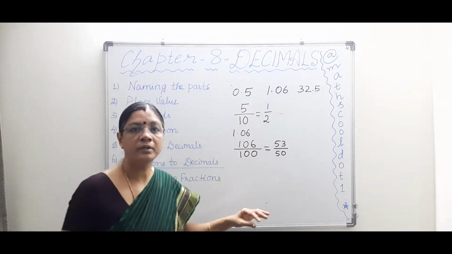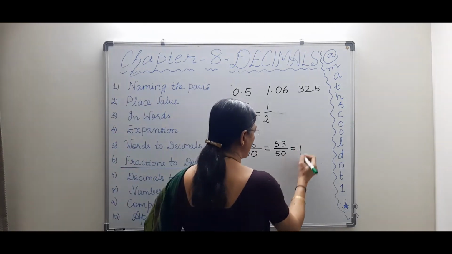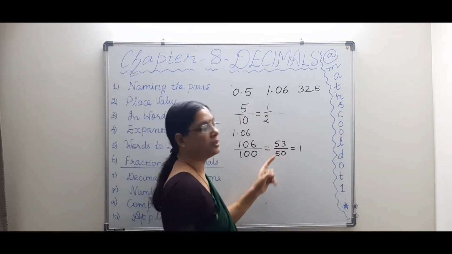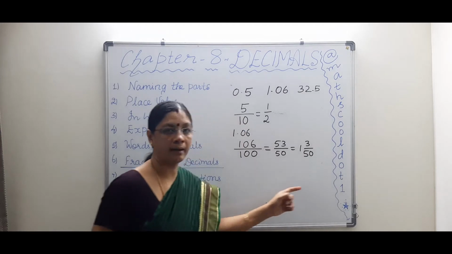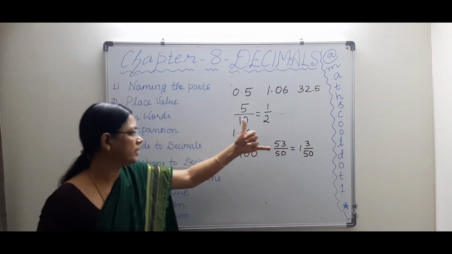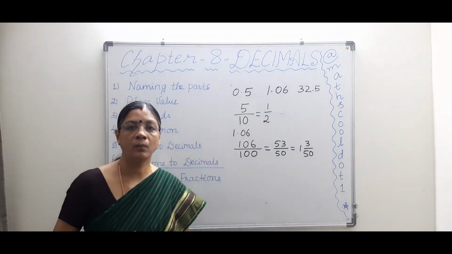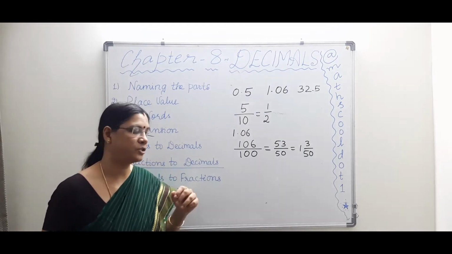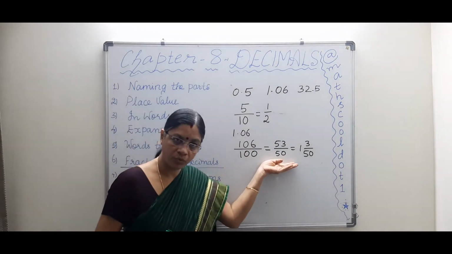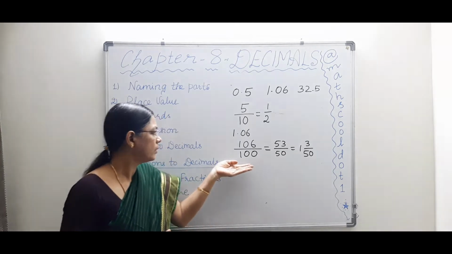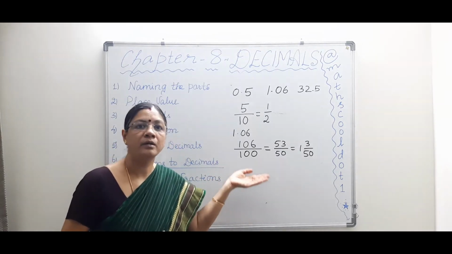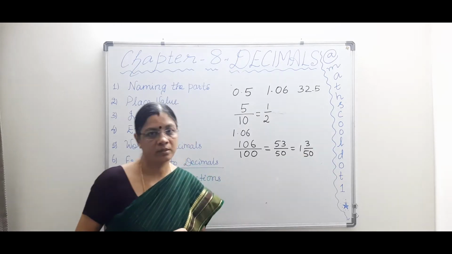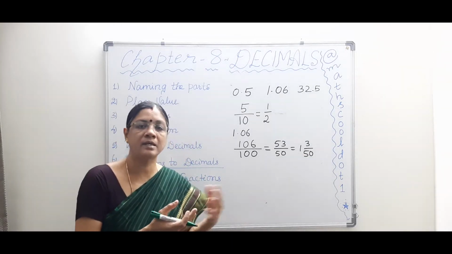When I divide 53 by 50, I get quotient 1 because 50 ones are 50. The remainder is 3. So 3 by 50 will be our answer. 3 by 50 is the fractional equivalent of 1.06. Actually, you can leave it at this step also. 53 by 50 is also right. 106 by 100 is also right. But keep it a practice to convert the fraction to its lowest form, as low as possible, as standard as possible.